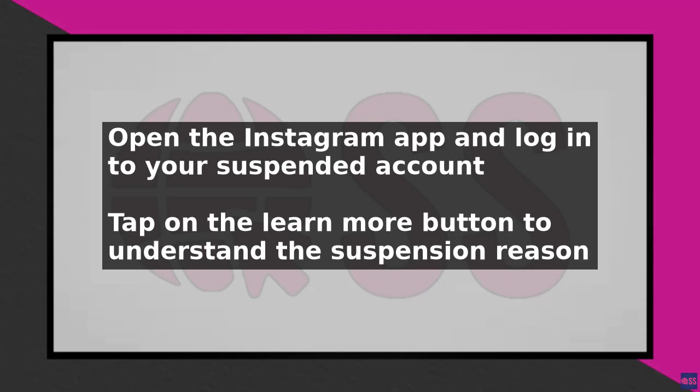If you believe your account was suspended by mistake, you can appeal the decision by filling out the appeal form. The form will ask for your username, email address, and the reason why you think your account was suspended incorrectly. Make sure to provide as much detail as possible to help Instagram understand your situation.